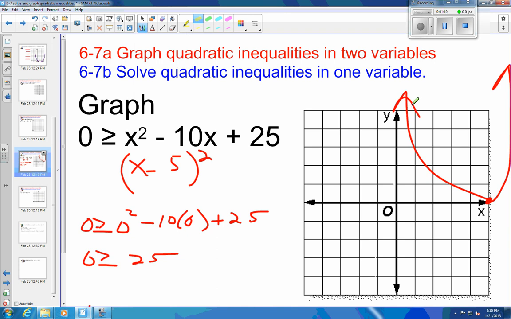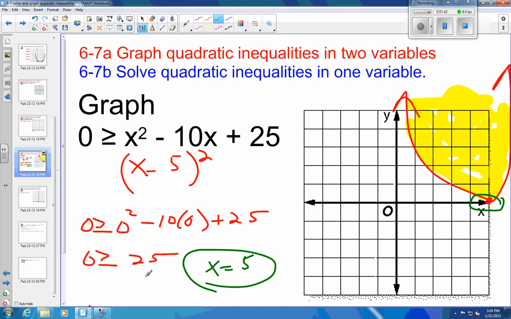So we would be graphing all of this stuff up in here. We are also equal to our parabola, and the only point we touch our line is right here. So after we've graphed it, our solution is just this point right here. So our solution is x equals 5, and that would be it on that one.